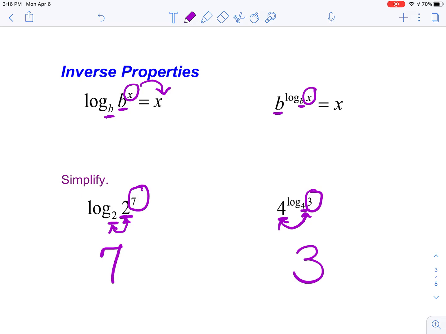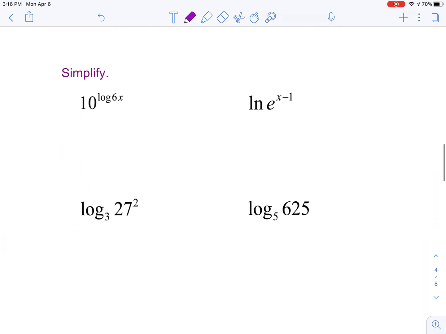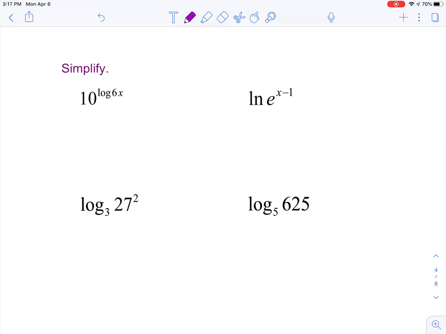Okay, we're going to get a little bit more difficult. Let's simplify these. 10 to the log of 6x. Well, we have to have the bases be the same. So this can be rewritten as 10 to the log base 10 of 6x, since if there is no base on a log, it is 10. Are my bases the same? Yes. So my answer is 6x.